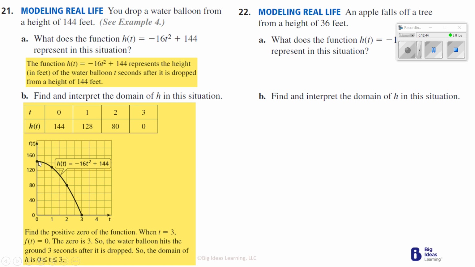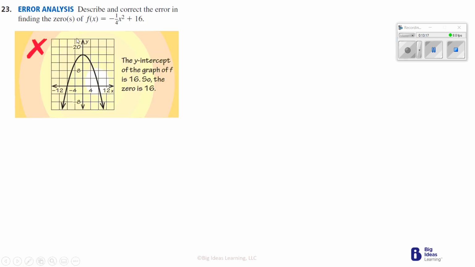So it's just telling me that after 3 seconds, this water balloon that I dropped is going to hit the ground. So find the positive 0 of the function: when t equals 3, f of t equals 0. The 0 is 3, so the water balloon hits the ground 3 seconds after it is dropped. So the domain is h is a number that is bigger or equal to 0 and smaller or equal to 3. All right, 22 is yours to do.